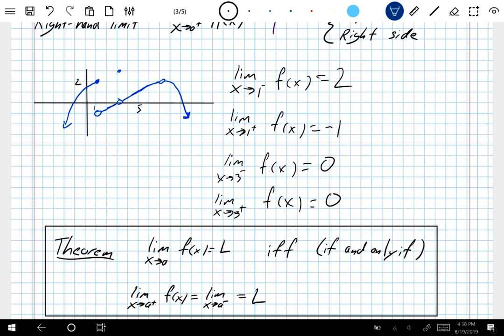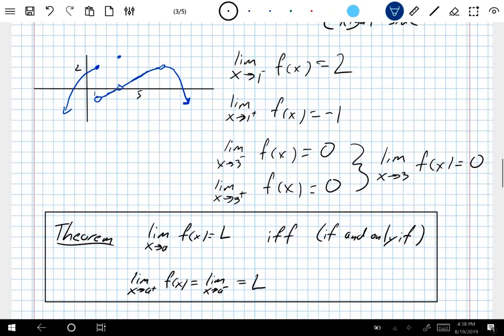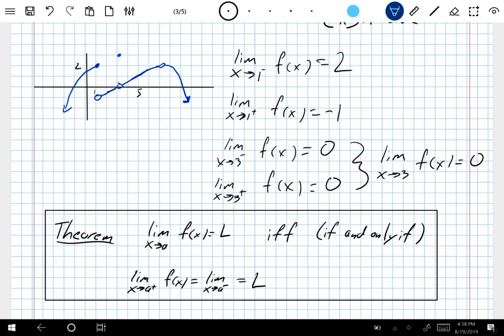Okay, so this is pretty special. If the left and the right agree, then that tells you that the limit as x goes to 3 is also equal to 0. And in fact, we've got this beautiful theorem that I've been ignoring here, which tells us exactly that. So let's walk through this theorem.